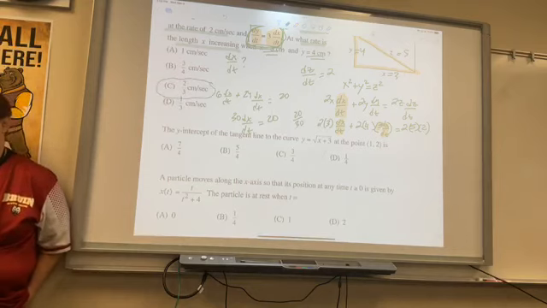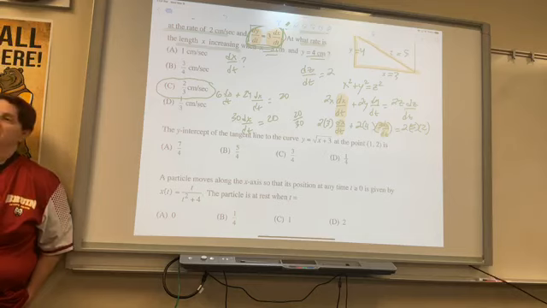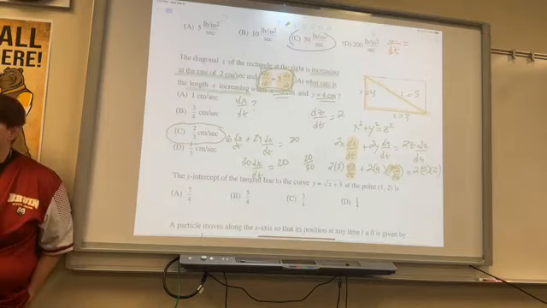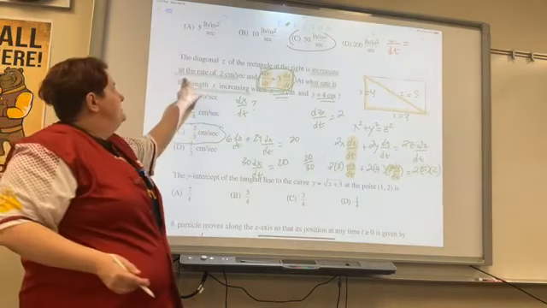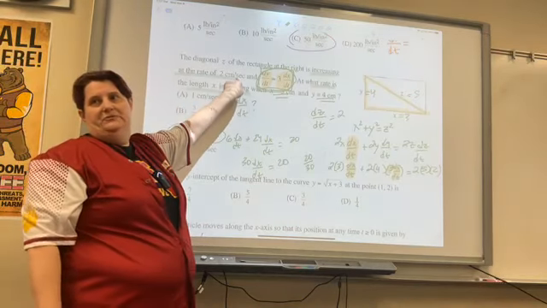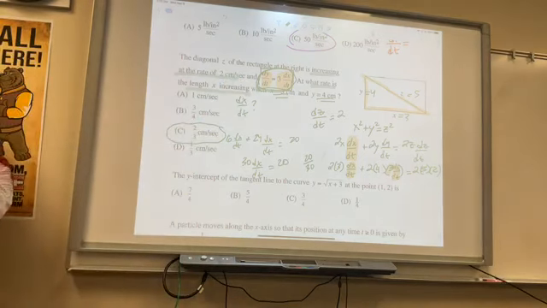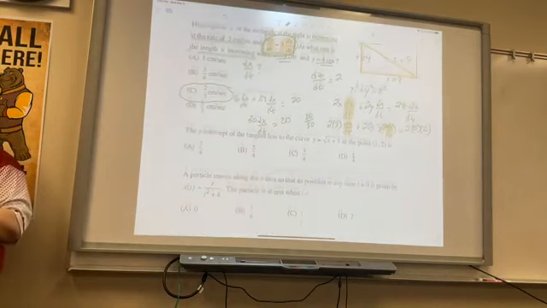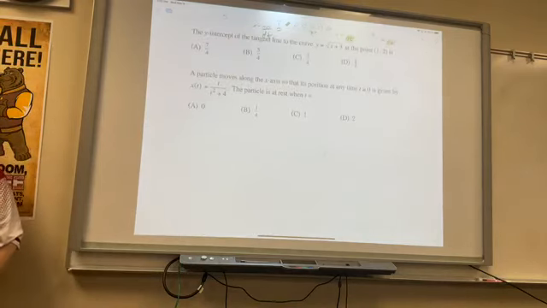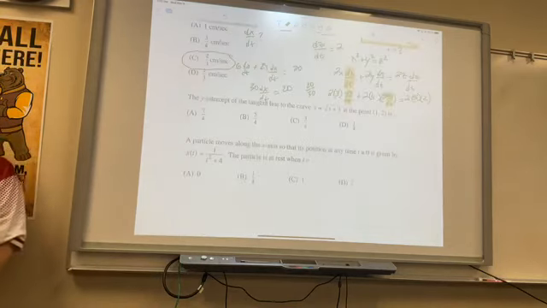Hold your horses. How did you know that dz/dt was 2? The diagonal is increasing at a rate of 2 centimeters per second. So that was the problem. It's C. Okay, go back up.